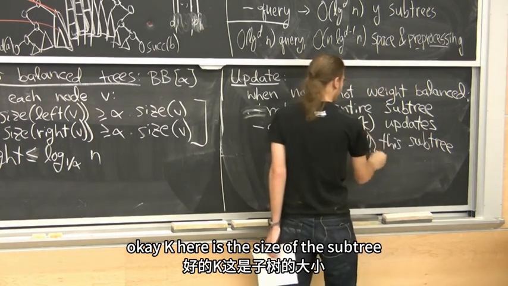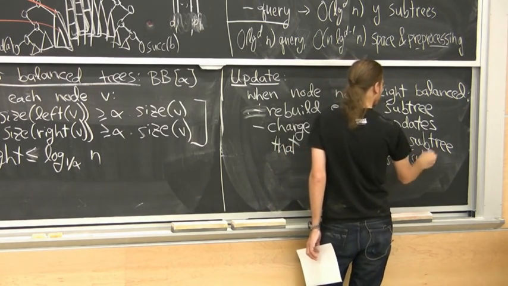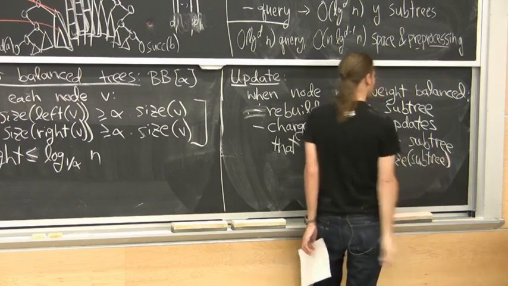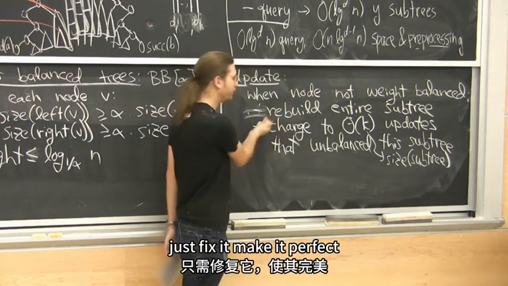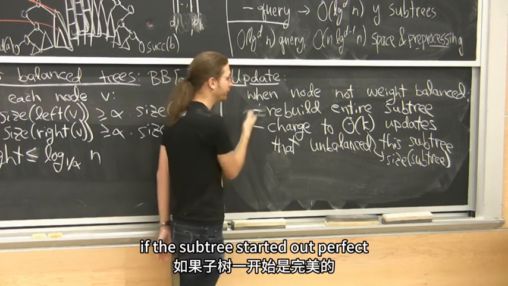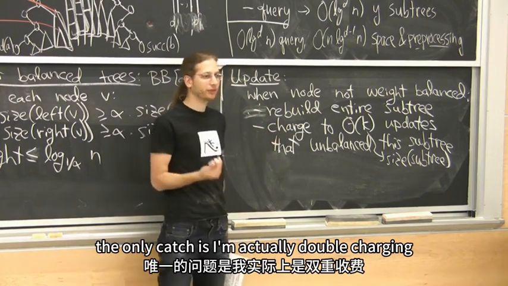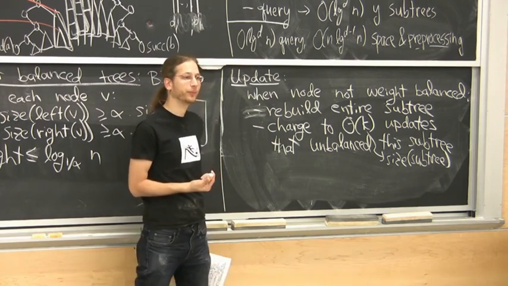Okay, K here is the size of the subtree. So when I see a node is unbalanced, just fix it, make it perfect. And if the subtree started out perfect, I know there are theta K updates that I can charge to. The only catch is I'm actually double charging.